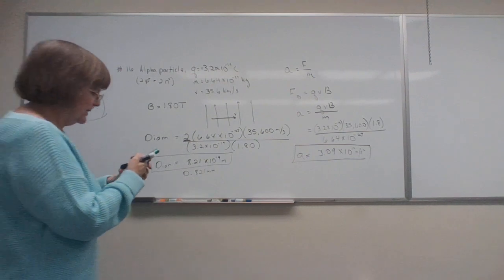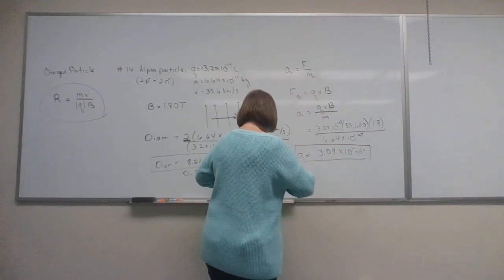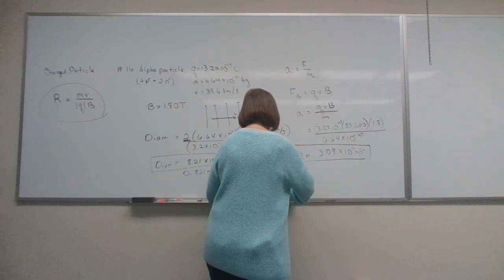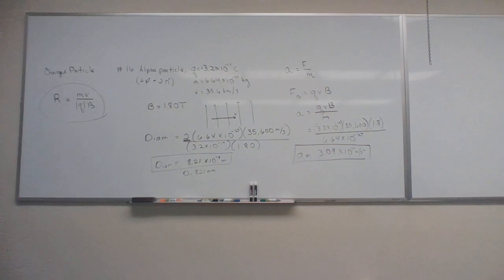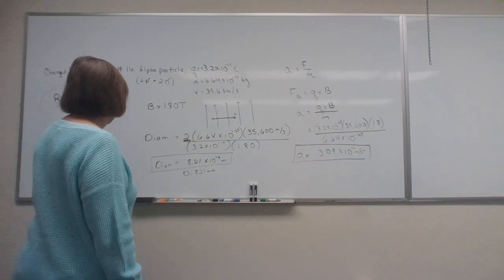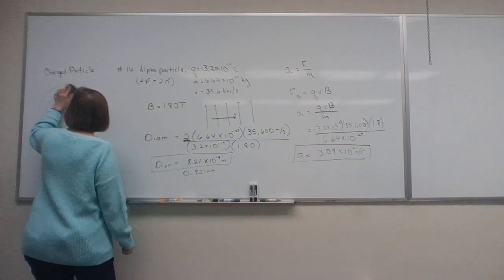Okay, so what's the next idea we want to look at? Let's see. Problem 30 or possibly 33, and they both deal with a magnetic force on a wire. A magnetic force on a piece of wire.